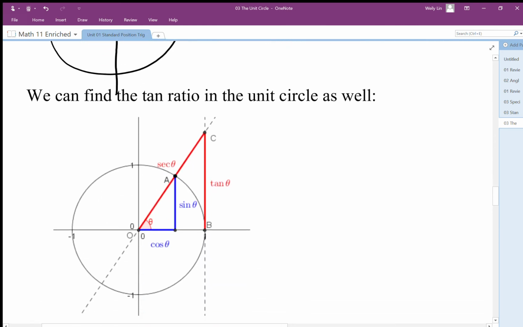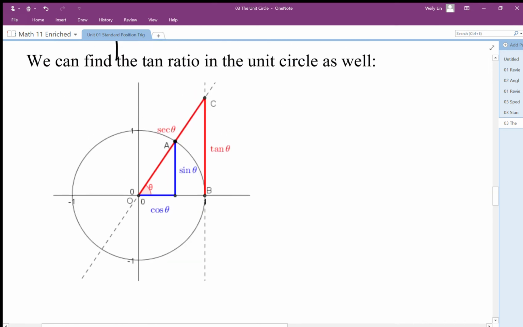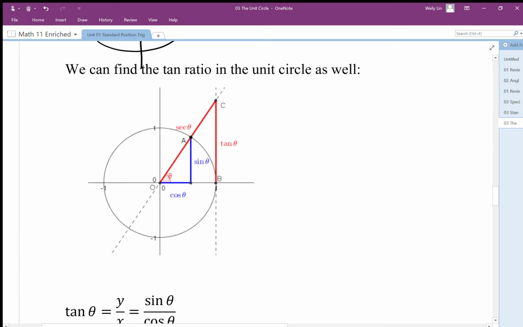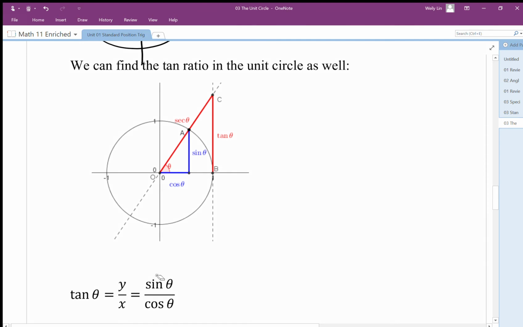The tan ratio can also be found in the unit circle. The tan ratio is the rise over run, so sometimes we say it's sine over cos. The tan ratio can be thought of as y over x, or slope, or sine over cos. The sine ratio divided by the cos ratio gives us the tan ratio. In the unit circle, since it's a unit circle, this length here is 1. That's our radius equal to 1.